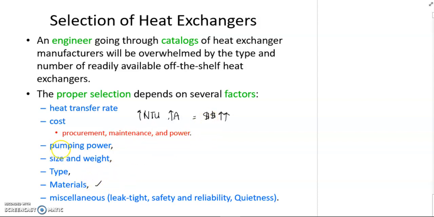And you also need to consider the pumping power, size and weight, and type. This one includes what we learned earlier in this chapter about the function of heat exchanger. What's the purpose of heat exchanger? So depending on the function, you need to select the appropriate type of heat exchanger. And other factors include leak type, safety and reliability, and the last factor, maybe quietness.